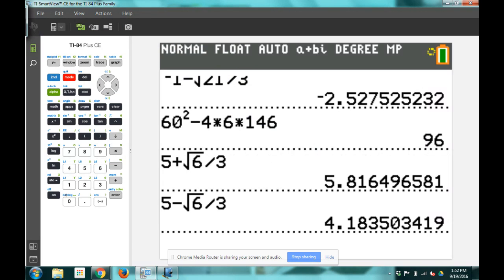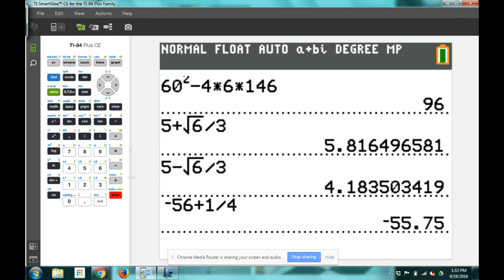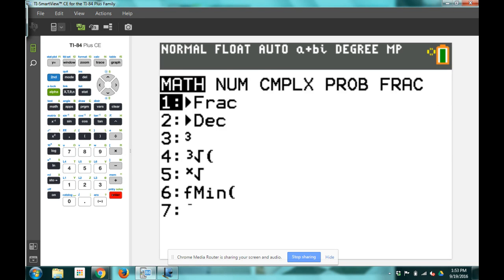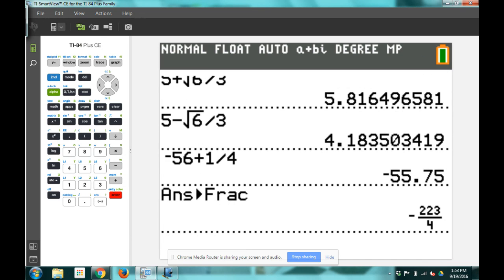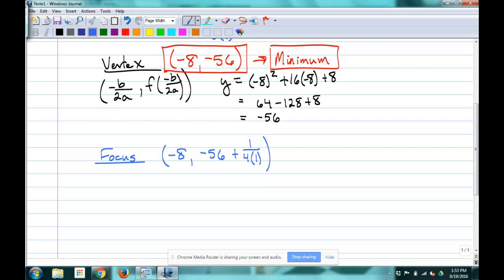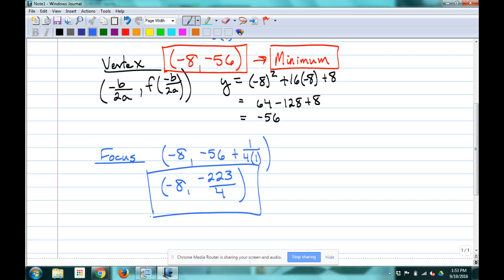So I'm going to go to a regular calculator here. I've got -56 plus 1 over 4 times 1, which is 1/4. I know that it's at -55.75, or as a fraction, which is the way I'd prefer it, -223 over 4. So that's at (-8, -223/4). That's where the focus for this particular graph is. The x value is never going to change for the focus when we're talking about a quadratic function. The y value is the only thing that changes for the focus.